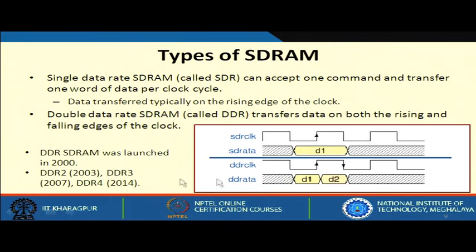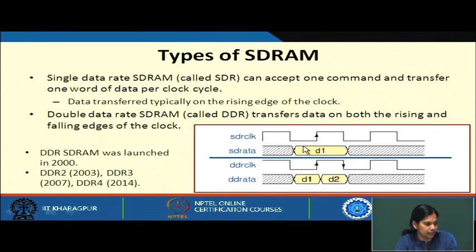Data is transferred typically on the rising edge of the clock. So, in such kind of thing, in the rising edge of the clock, the data is transferred. Now, you see this diagram where it shows SDR clock. So, clock is coming, and you see this is the SDR data. Here this data is transferred in the rising edge of the clock. Only one data is transferred. So, this is called single data rate.